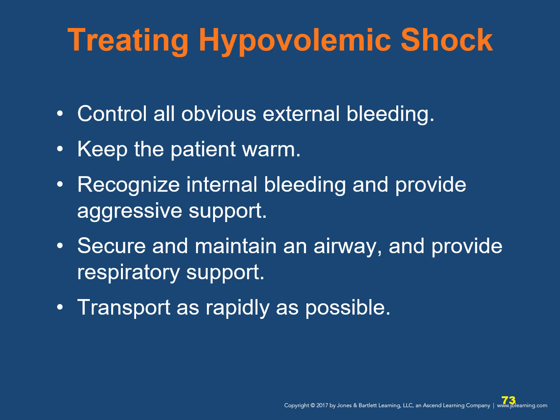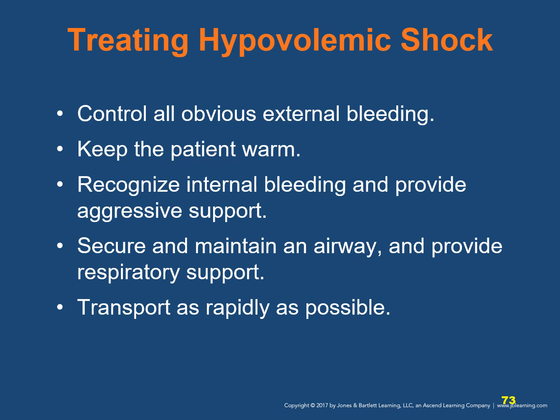Treating hypovolemic shock. Control all obvious external bleeding. The best initial method to control external bleeding is direct pressure. If bleeding is not controlled with direct pressure, consider using a tourniquet. Handle the patient gently and keep him or her warm.